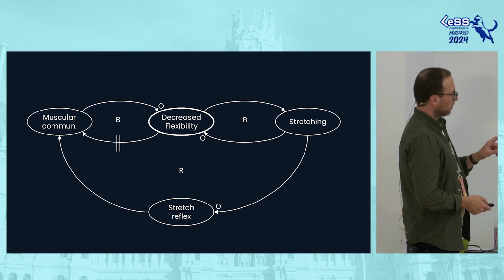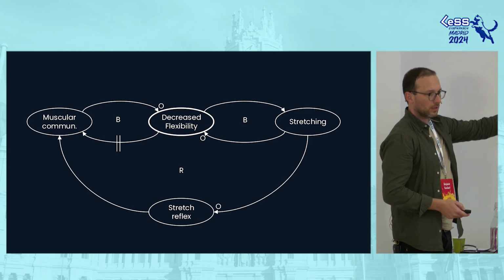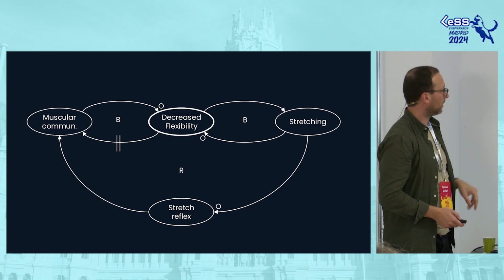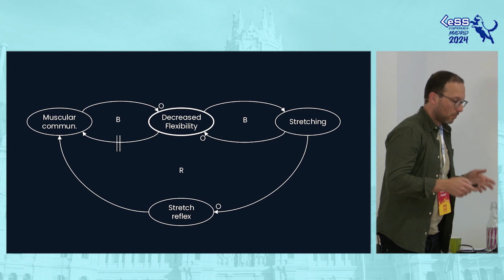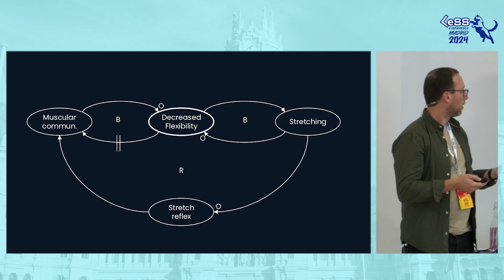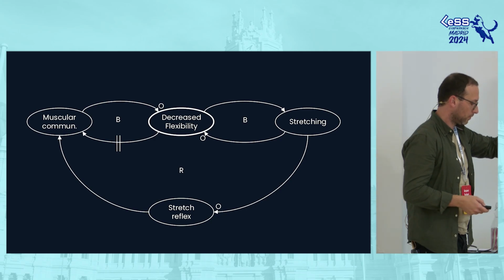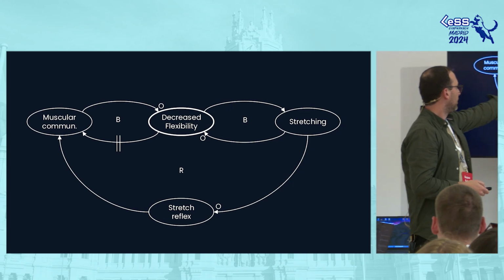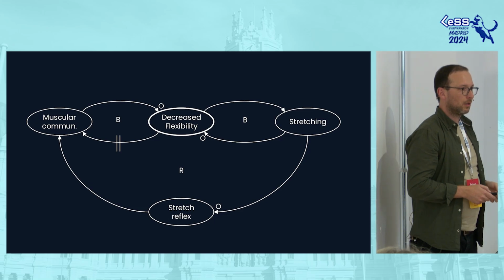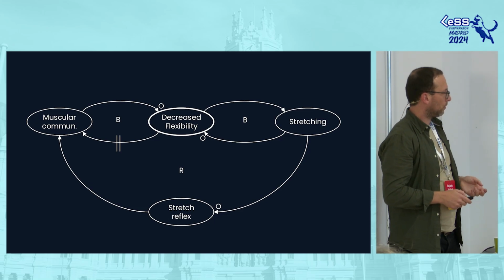This means we don't fix the root cause. Our root cause for the decreased flexibility is bad muscular communication. It's in the biomechanics. And to fix that, it takes longer. So we have a delay effect. It takes longer to fix the root cause. That's also important to understand.